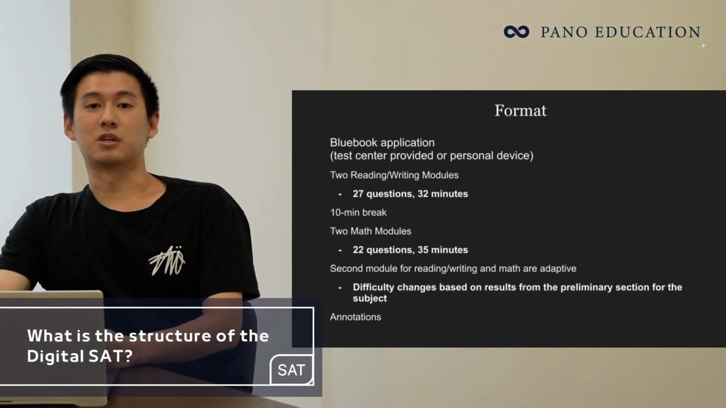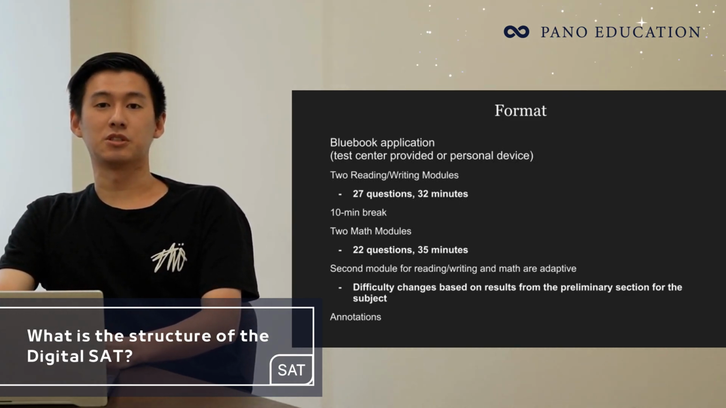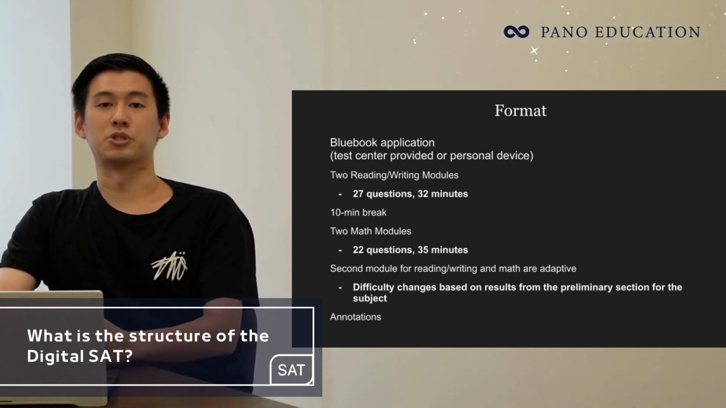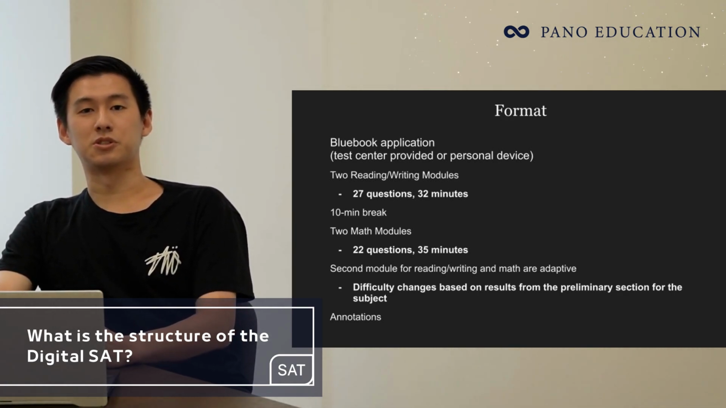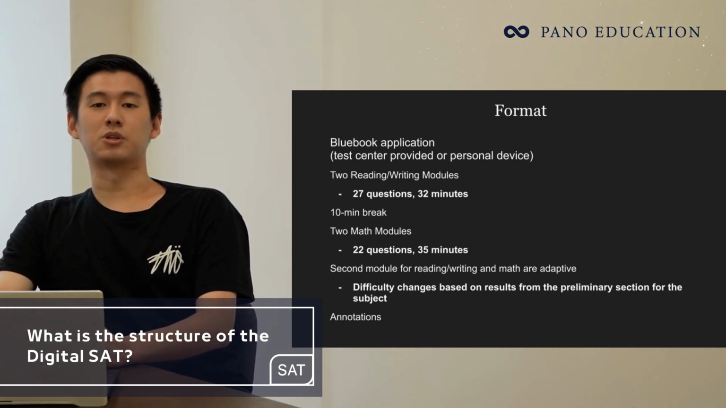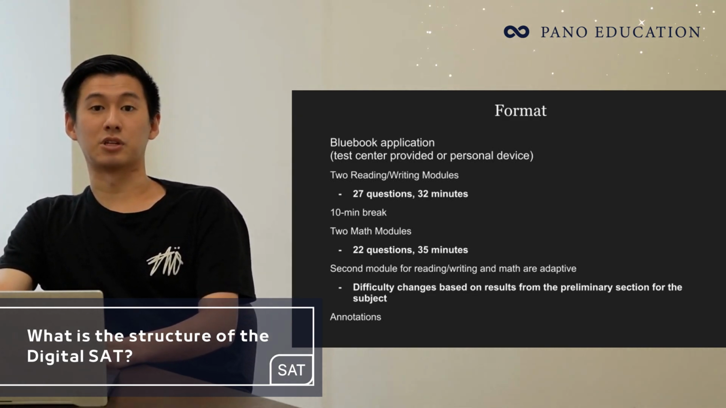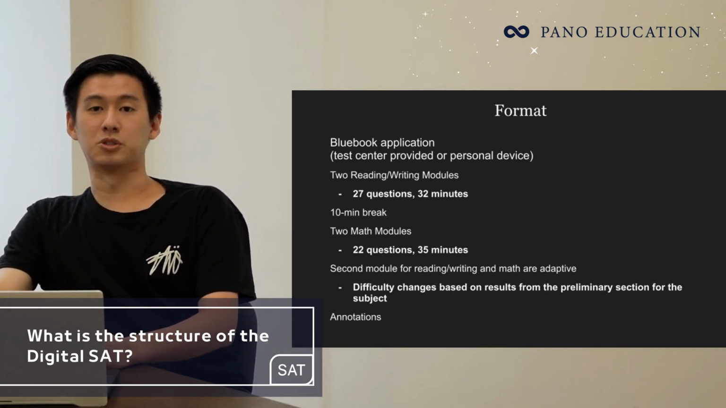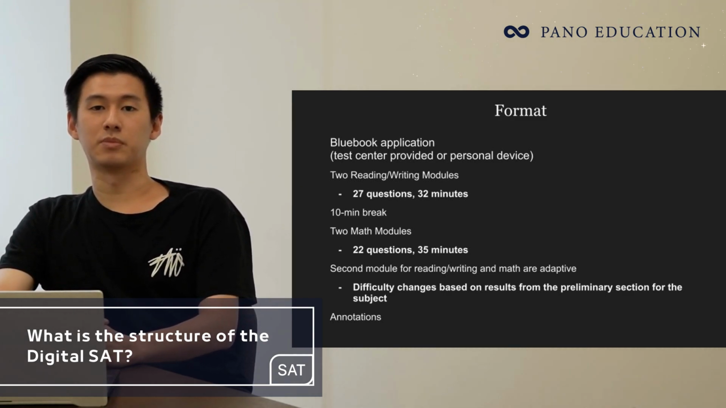So to begin with, we're going to be talking about the format of the digital SAT. The test will now be administered through the Blue Book application, which you can either use through a test center provided device, or you can bring your personal laptop as well. It will consist of 2 reading-writing modules, which are 27 questions, 32 minutes each, followed by a 10-minute break. Then you will have the 2 math modules, which are 20 questions and 35 minutes each. The second module for reading, writing, and math are going to be adaptive, which means that depending on how you do on the first module, you can expect the difficulty of the second module to change.